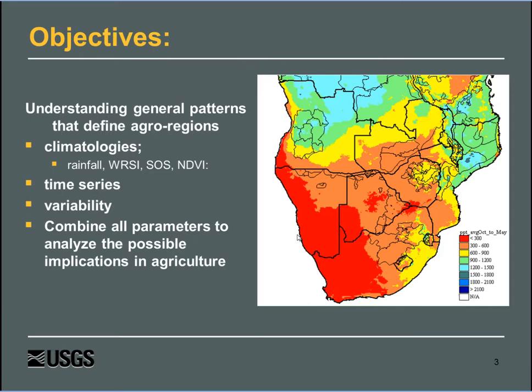So now we're going to focus on Southern Africa, on Africa, and we're going to start looking at the climatology for both rainfall and WRSI. We're also going to look at the start of season and the climatology for NDVI to get an idea of how our different regions behave. We're also going to look at time series, at the variability, and then how all these things combined could give us some possible implications in agriculture.